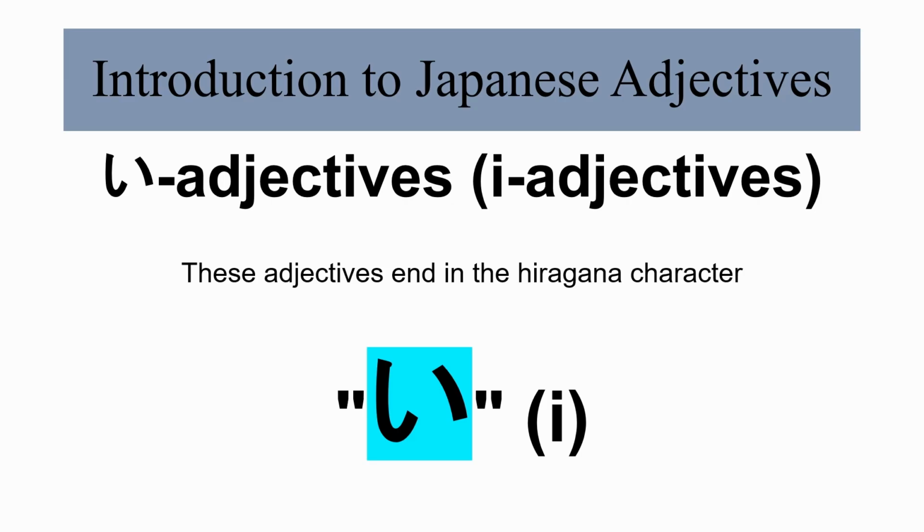Before diving into the past tense, let's briefly review the two main types of adjectives in Japanese. They are I-adjectives and na-adjectives. Do you still remember them? First, let's take a look at I-adjectives.